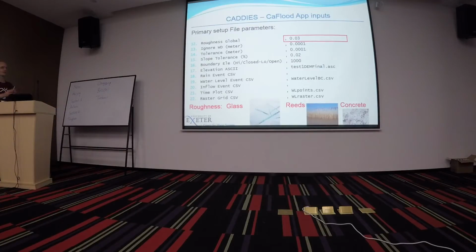So the next thing is roughness. Now this is the global roughness, so in every cell across the grid. It effectively tells you whether your water is running over glass or concrete or through reeds. So effectively it's going to make the flow slower in those cells if you make it larger.